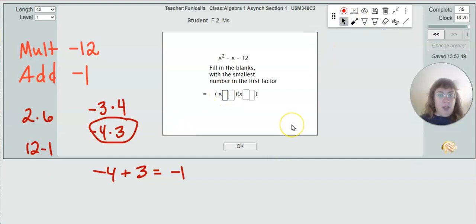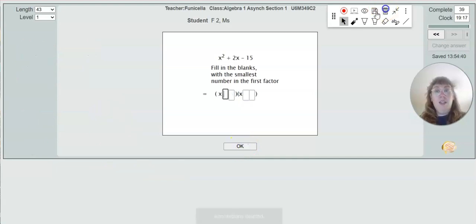So we want to put the smallest number first. So let's see. Since 3 is smaller, we're not thinking about the negative or the positive. We're going to put our +3, and then we're going to put our -4. Beautiful. And when you're all set with that, you can hit OK. And then I think we have one more.